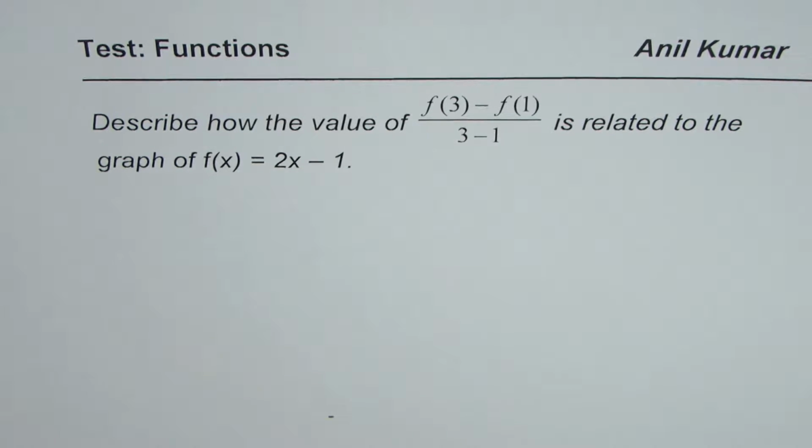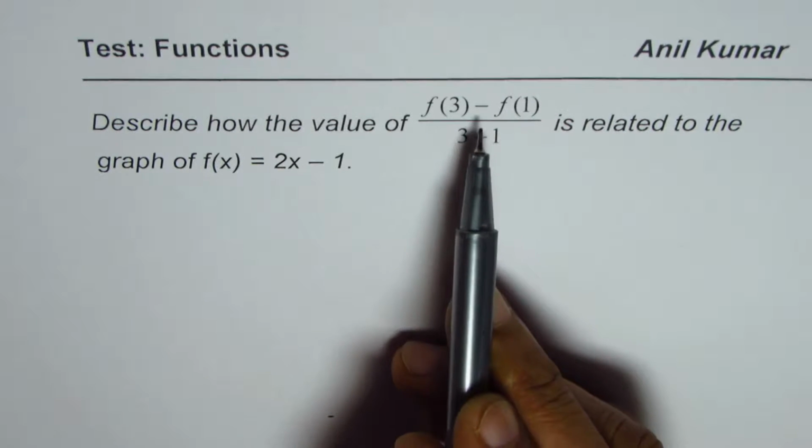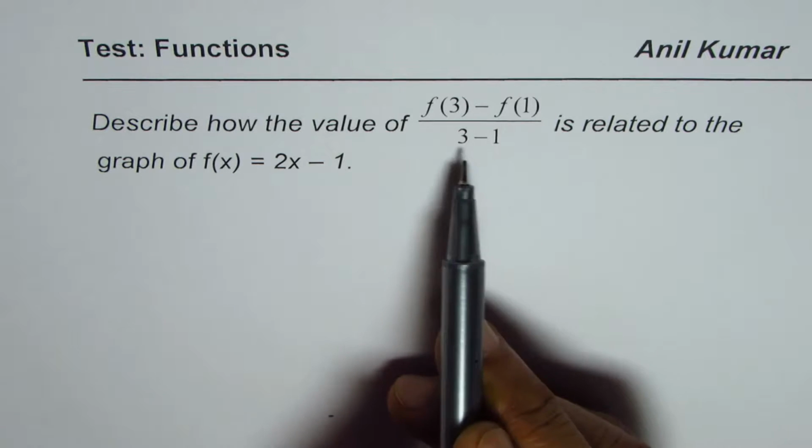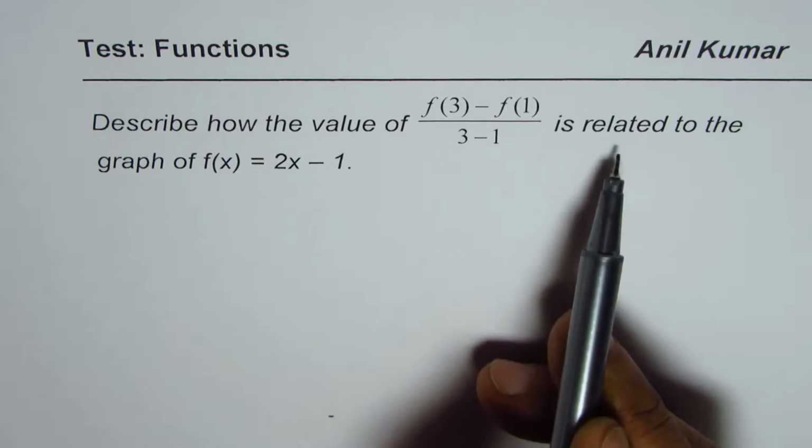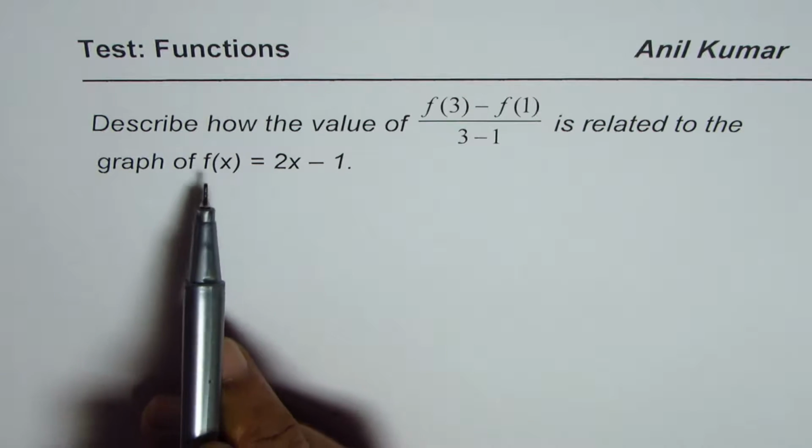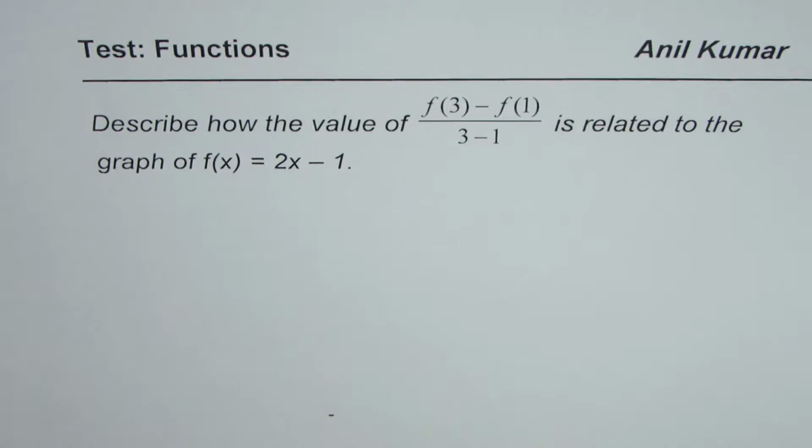The question is: describe how the value of (f(3) − f(1)) / (3 − 1) is related to the graph of f(x) = 2x − 1. You can pause the video, answer the question, and then look into my suggestion.